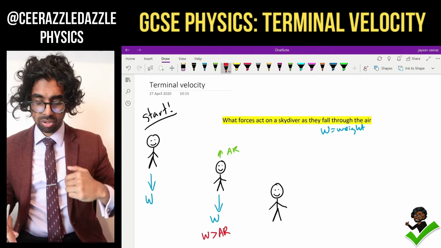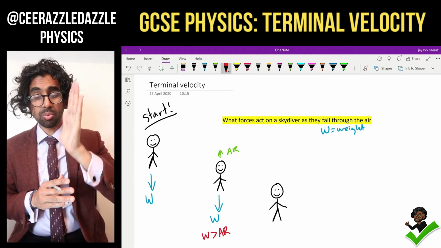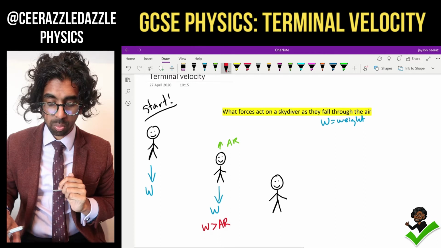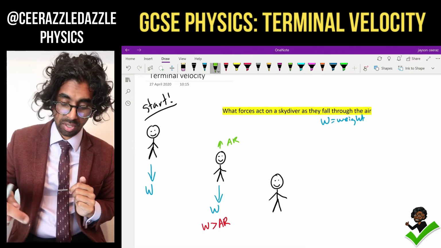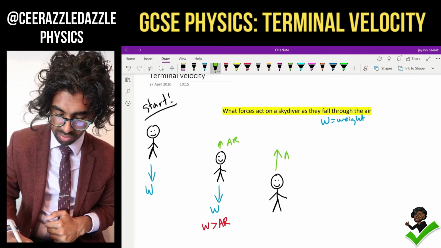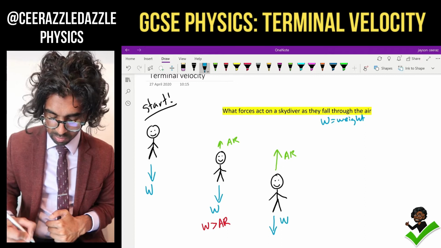Now, as you continue to fall, this won't happen forever. What happens is the air resistance will increase so that it balances out your weight. So the air resistance and weight will balance out each other. Let's put that down then. So the air resistance, look at the length of the arrow. The air resistance will be equal to the weight.